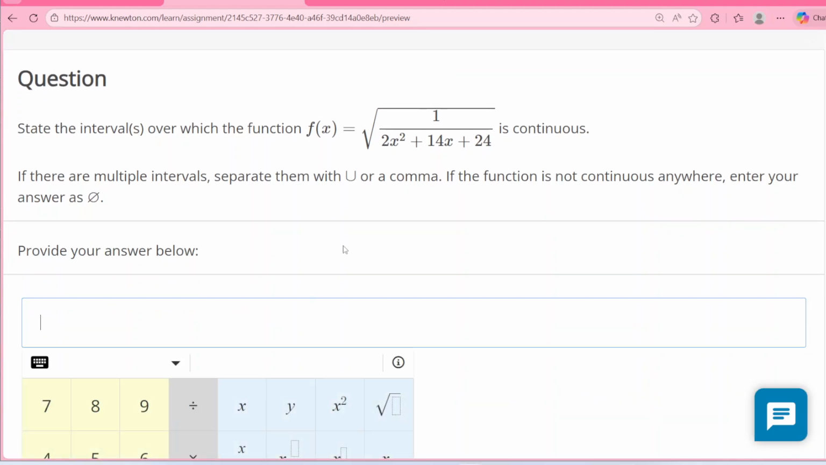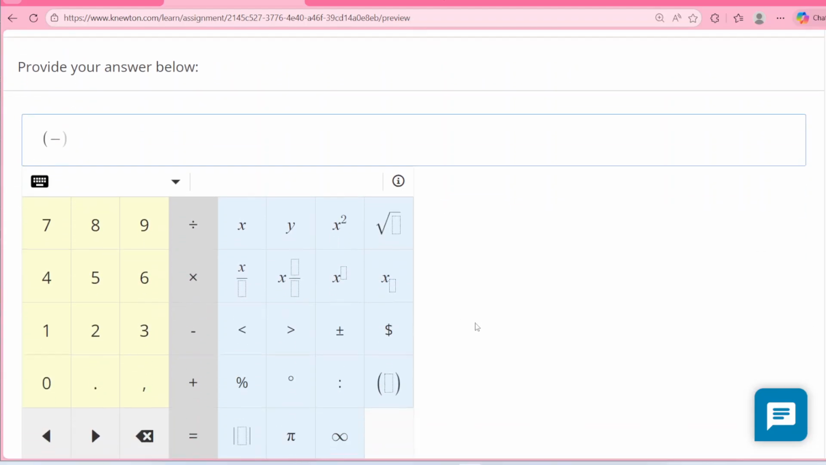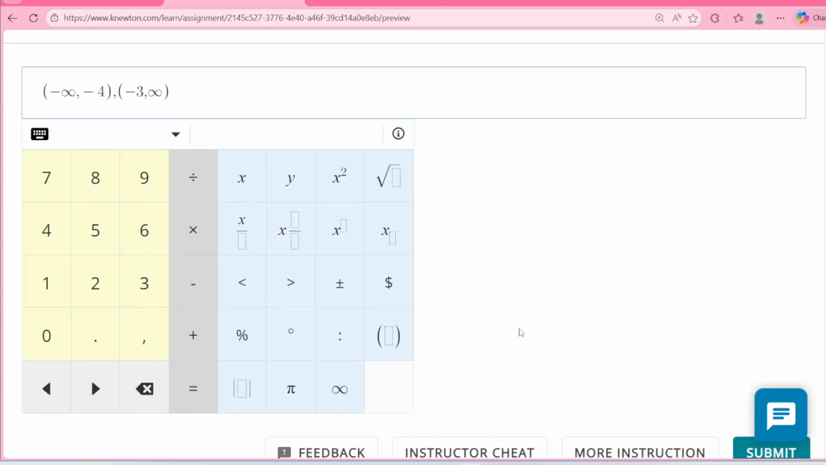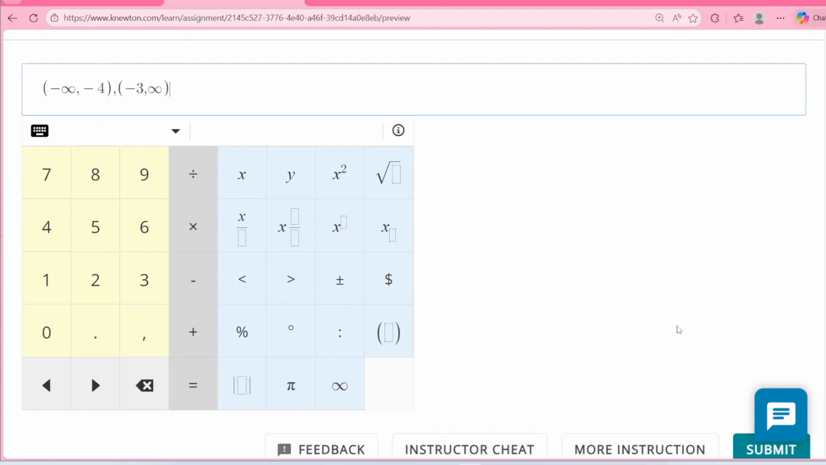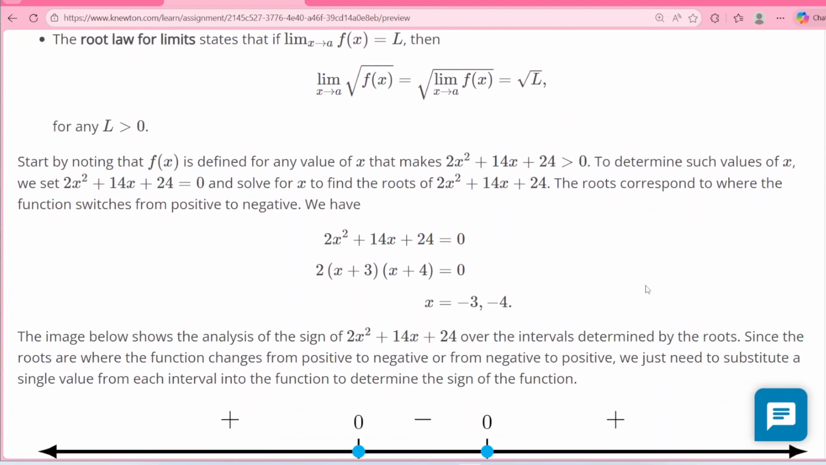So back here, enter. Now I actually have some intervals to enter, and it does say separate them with a union symbol or a comma. I'll just do the comma again. So this function is going to be continuous from -infinity up to -4, comma, and then not between -4 and -3, and then from -3 to positive infinity, on its domain. Great. And again, read through the answer explanations. They go through all that.